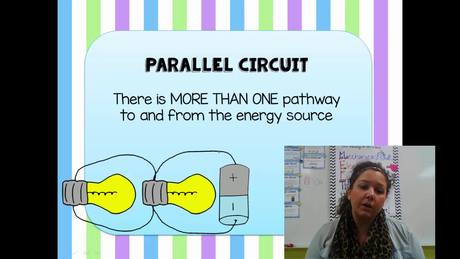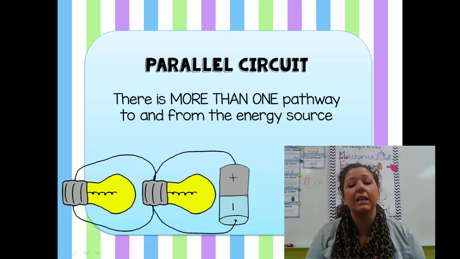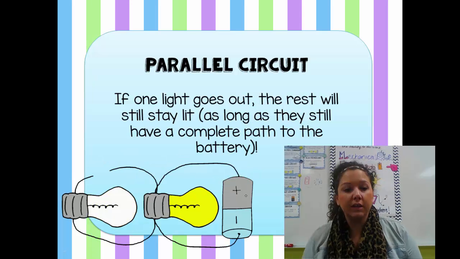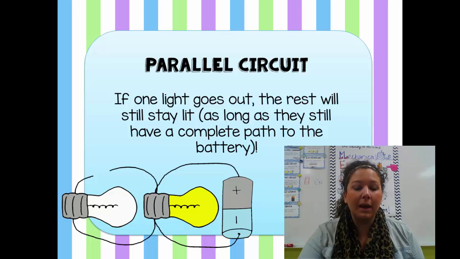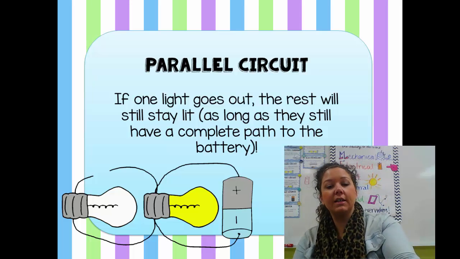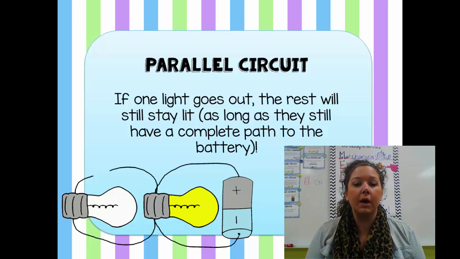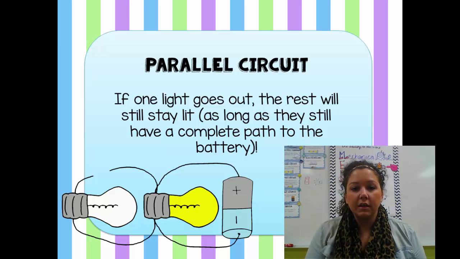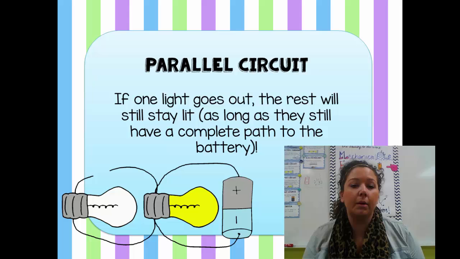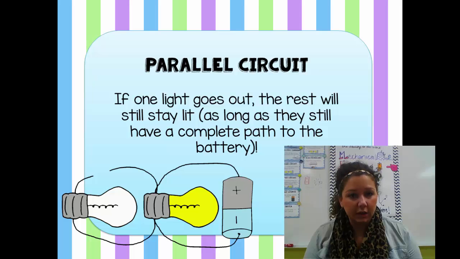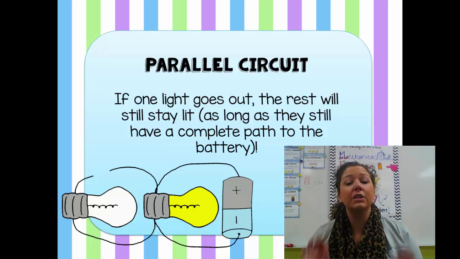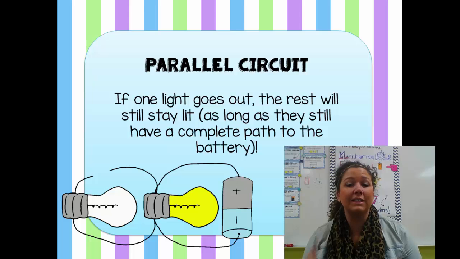Okay, but then if I go here, you can see there's a separate pathway for the second light bulb. So in a parallel circuit, you'll notice, look right here, the break is on the second pathway. So even though that wire is cut, it's not affecting the pathway of light bulb 1, because here you can see it goes from the positive end to the negative end, and that light bulb is still on. So the important thing about a parallel, and the reason why it's different from a series, is that if one light goes out, the rest will stay lit, as long as they have a complete pathway still to the battery.